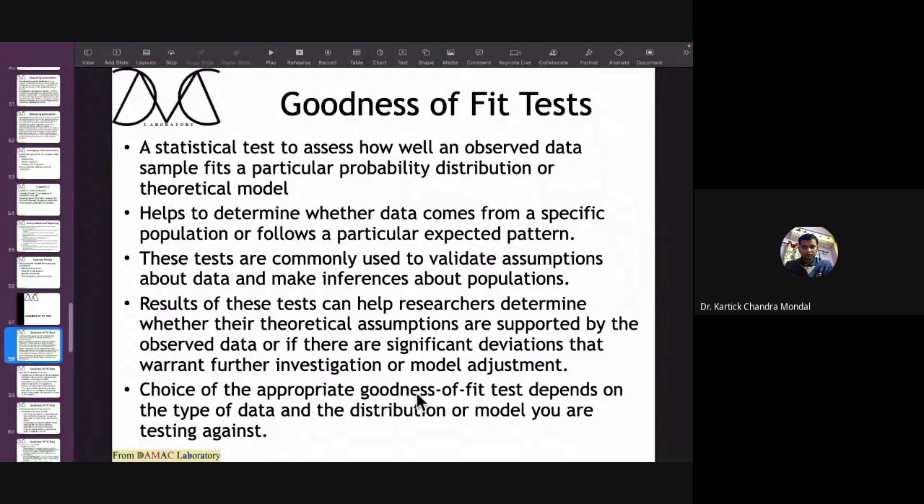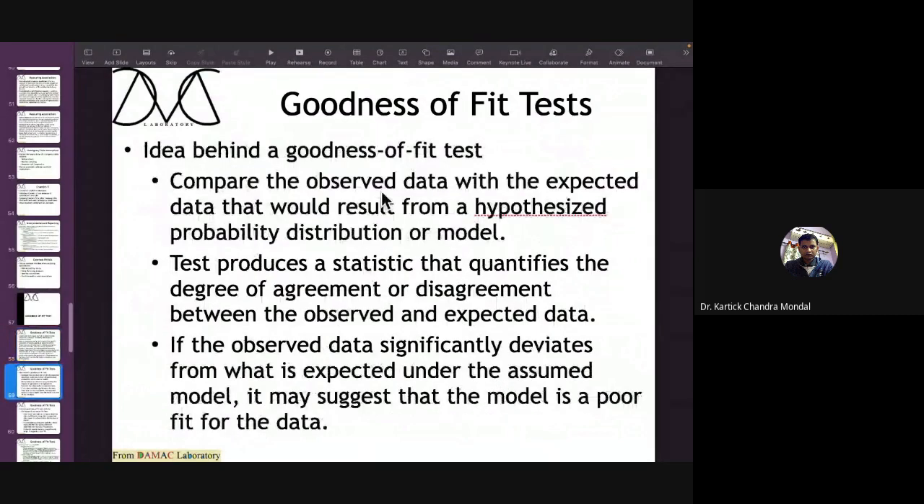The choice of appropriate goodness of fit test depends on the type of data and the distribution or model you are testing against. That means to get the value of the goodness of fit test, different models are available. Some of those models can apply to categorical data, some to numerical data.